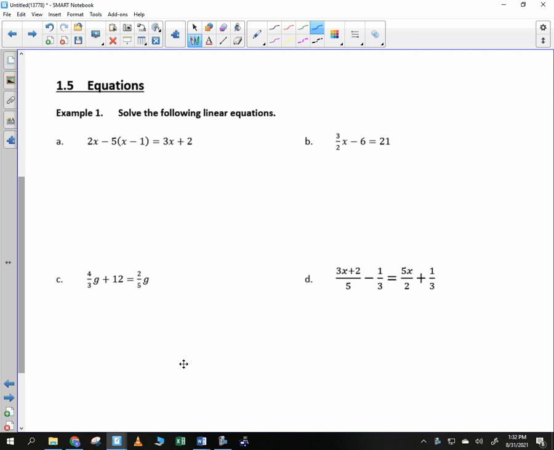Solve the following equations. You guys remember how to solve equations, right? Okay, this should be full review. What do I do first? Distribute. What? Negative 5. So I have a negative 5x plus 5 equals 3x plus 2. What is my next step? Combine like terms. So 2x and negative 5x make negative 3x.